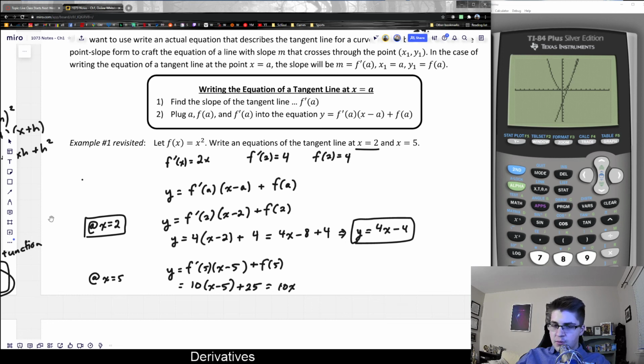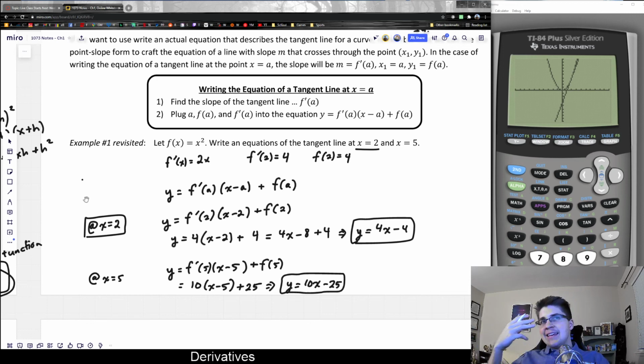I'll go ahead and just rewrite it like this. The equation will be y is equal to 10x, and of course, this would be negative 50 plus 25, which is negative 25. And so this will have a different intercept and a different slope, but that is typical. The equation of the tangent line depends on your point of tangency. We'll always have a different point, and usually we'll have a different slope.